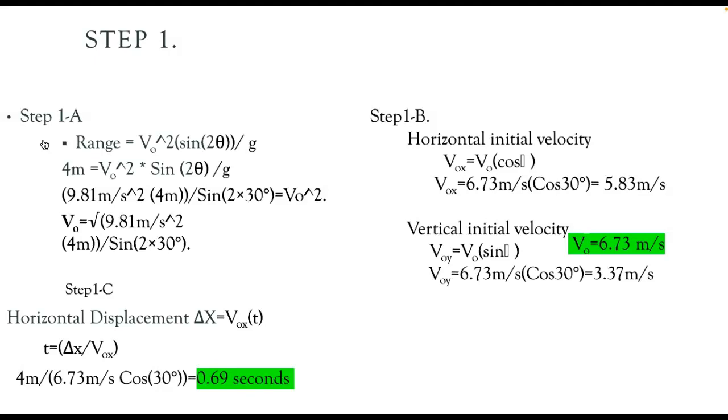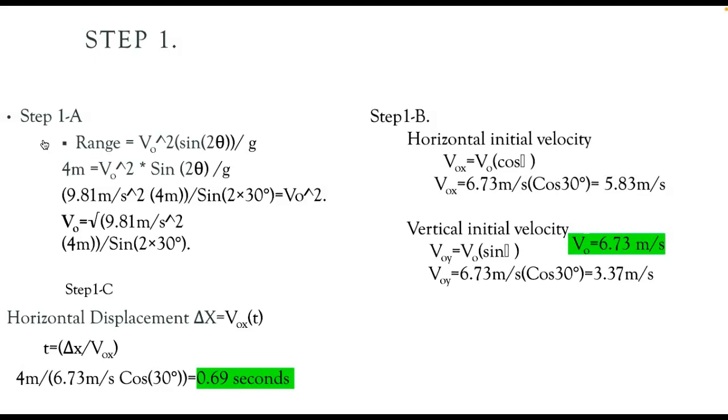Now, since we have the initial velocity and theta being 30, we are able to solve for the horizontal and vertical initial velocity. V0x equals 6.73 meters per second multiplied by cosine 30 to give us 5.83 meters per second. And solving for V0y is 6.73 meters per second multiplied by sine 30 to give us 3.37 meters per second.